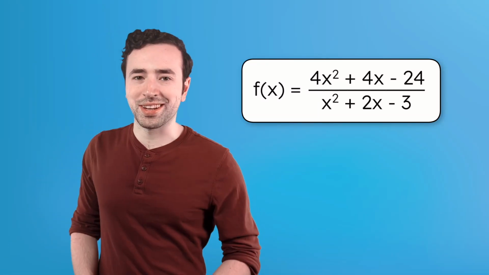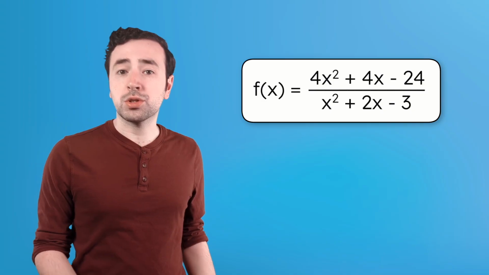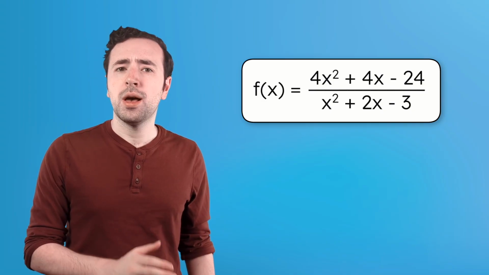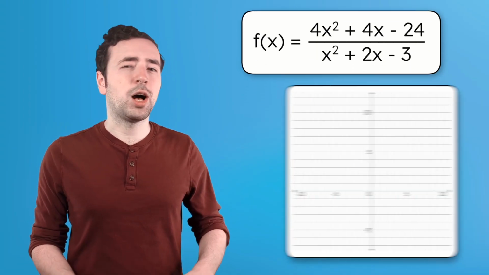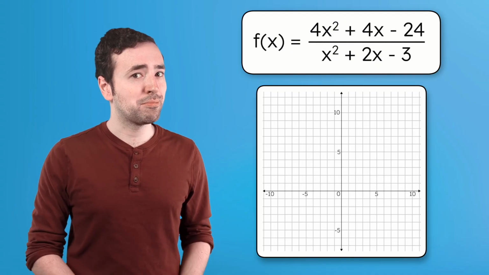Everyone, it's Justin again. We already know how to analyze a function and find the vertical asymptotes, holes, and horizontal asymptotes. So how can we use those features to help us sketch graphs of rational functions? Let's get into it.